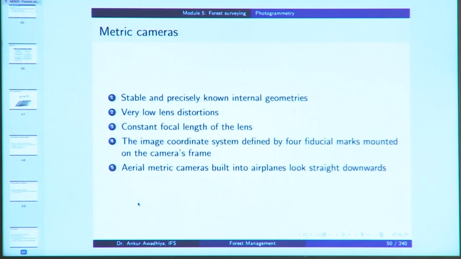Now, when you are using photographs to take measurements, it is good to use a metric camera, which has stable and precisely known internal geometries, low lens distortions, and constant focal length of the lens. The image coordinate system is defined by 4 fiducial marks mounted on the camera's frame, and the aerial metric cameras built into the airplanes look straight downwards.